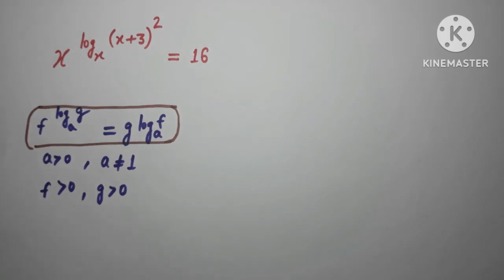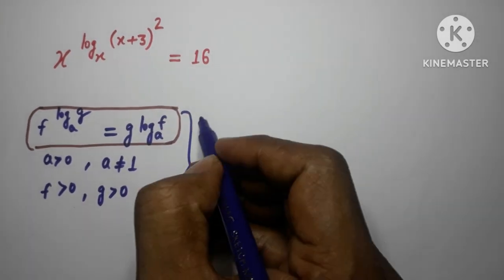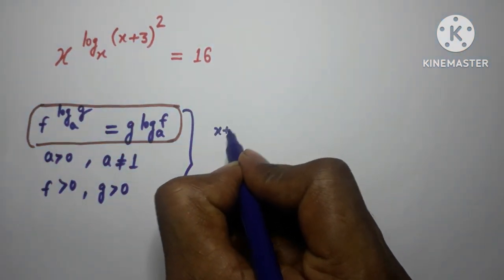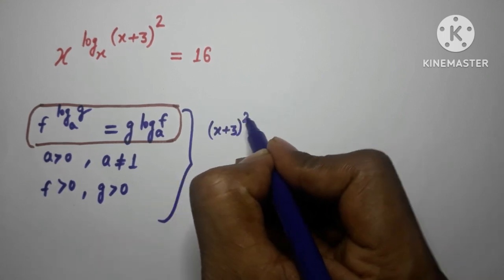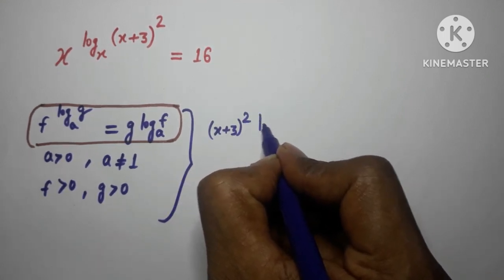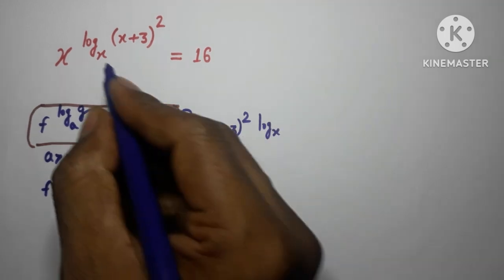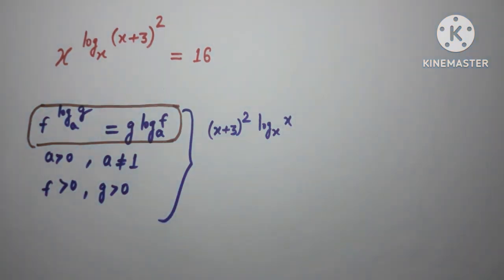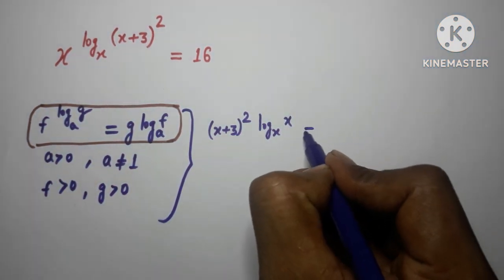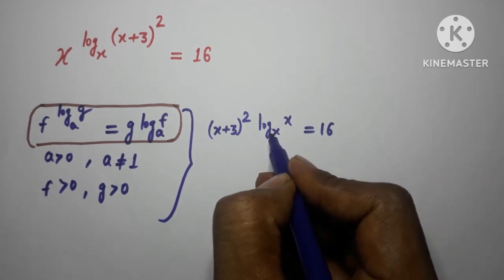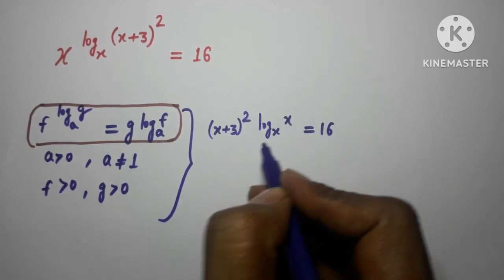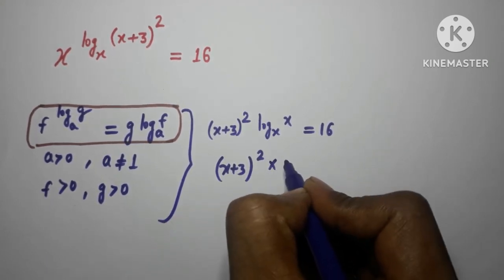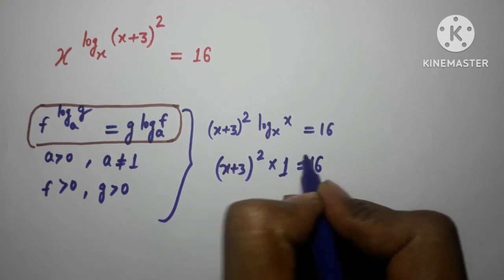Here, this whole function will come in place of x. So (x plus 3) squared, and then we write log base x, and this x will come in place of (x plus 3) whole squared. So log base x of that is equal to 16. We know that x to the power log base x is equal to 1 here. So (x plus 3) whole squared into 1 is equal to 16.